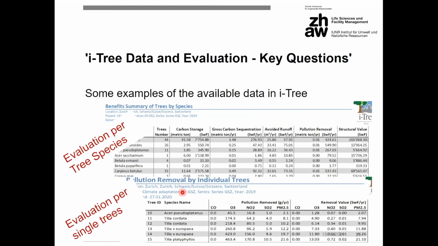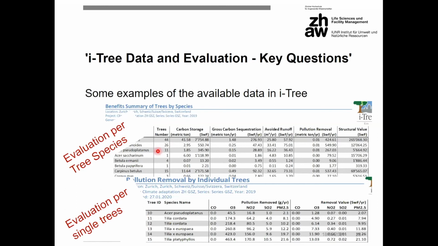iTree provides all these data in more or less hardly readable tables, such as carbon storage by metric ton, and it calculates the monetary equivalent in Swiss francs. And of course, we have the structural value of the tree in Swiss francs. So this is the evaluation per tree species.